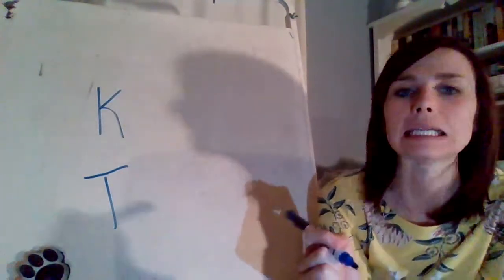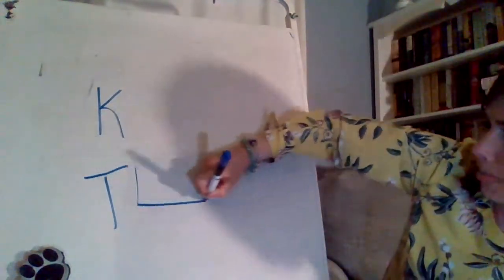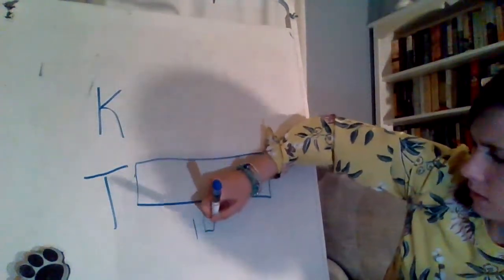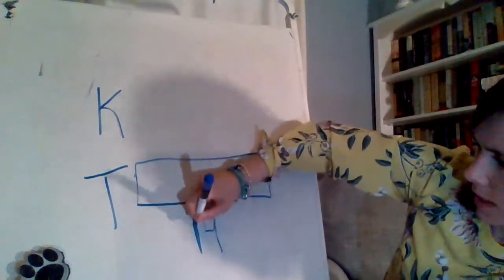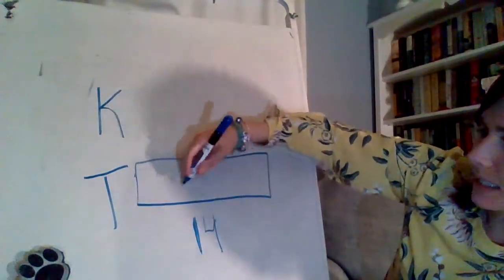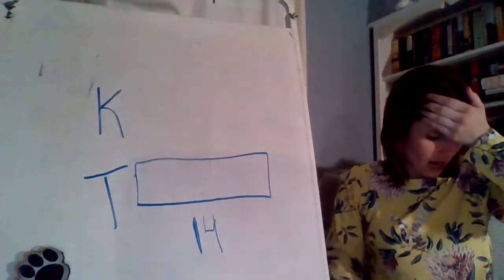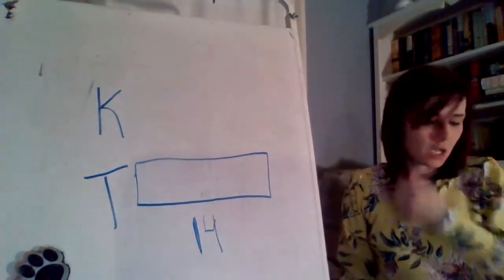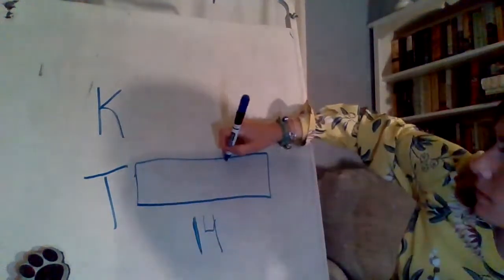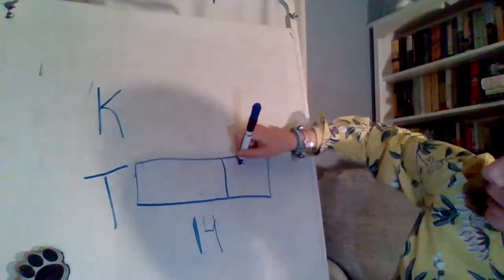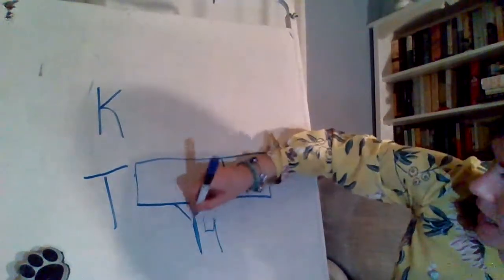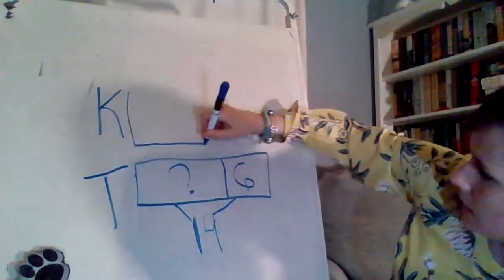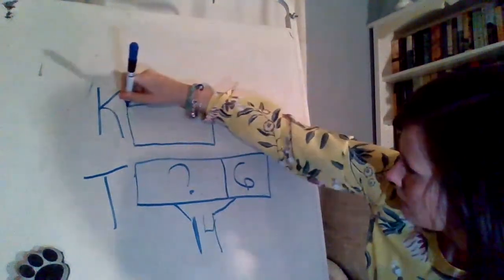Tamara has 14. Tamara's whole is 14, right? Here's our whole. Tamara has 14. Kayla has 6 less. Kayla has 6 less than Tamara. So we know one of Tamara's parts is 6. And we want to find that mystery part so we know how many Kayla has.